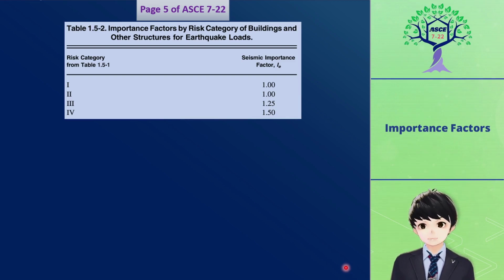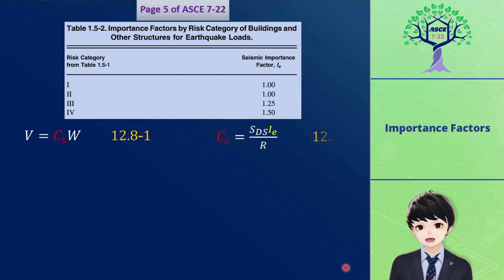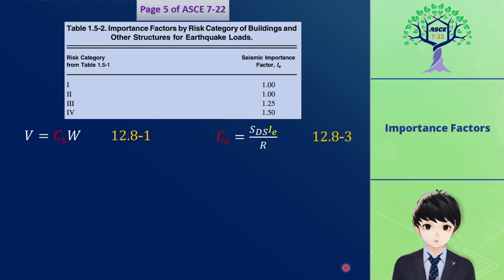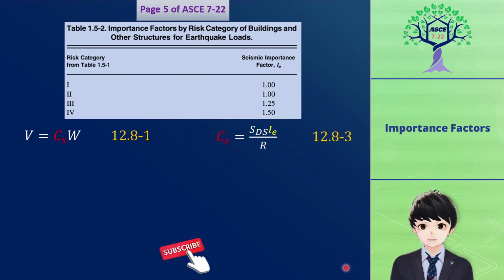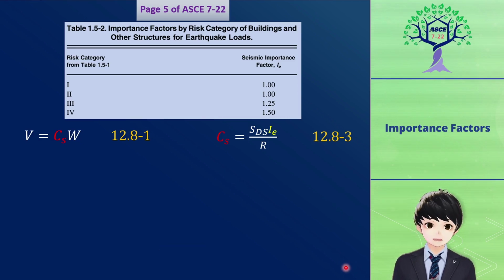The numbers 1.25 and 1.5 mean that for these kinds of risk categories, it is essential to consider higher seismic loads based on what we have in equations 12.8-1 and 12.8-3. Maybe it would be correct to say that the true purpose of using it is to provide additional strength for risk-critical facilities for the same level of ground motion and type of detailing.